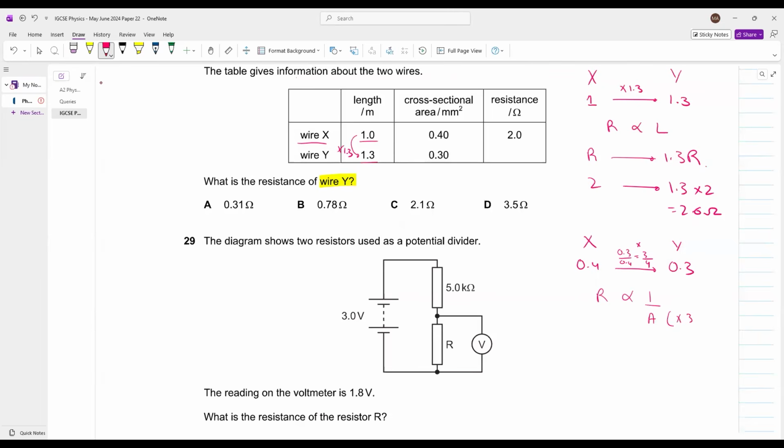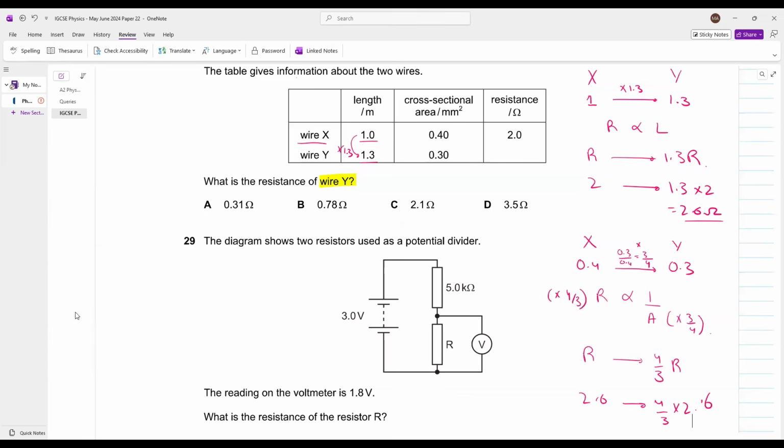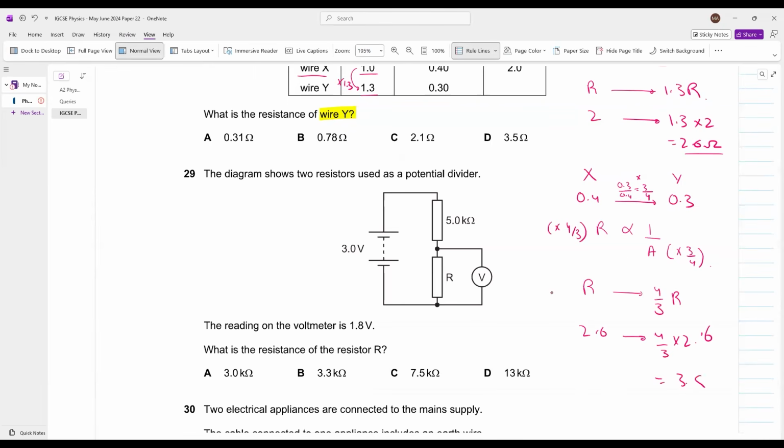अगर एरिया 3 over 4 के फैक्टर से इंक्रीज हुआ है, your resistance will increase by an inverse factor 4 over 3. रेजिस्टेंस अगर R थी तो अब वो 4 over 3 R हो जाएगी. रेजिस्टेंस was 2.6. Now it will become 4 over 3 into 2.6. Can you calculate this? Lovely little answer. I think the answer comes out to be 3.5 ohms. 28 का आंसर is D. Simple. आगे बढ़ते हैं बेटा. Let's move ahead. 29 पे आ जाओ.